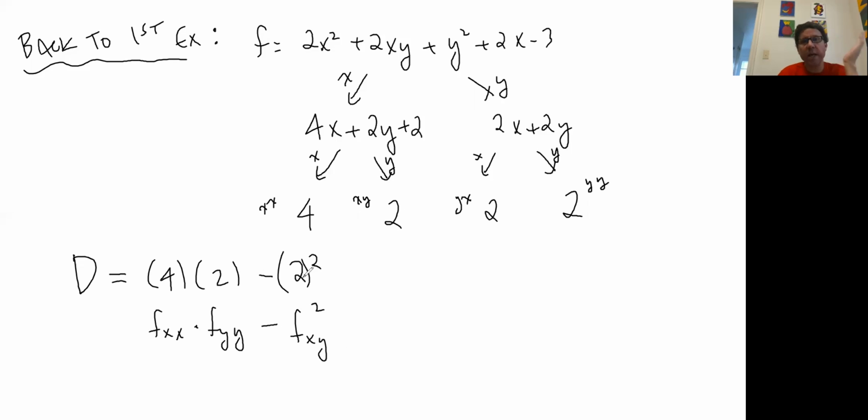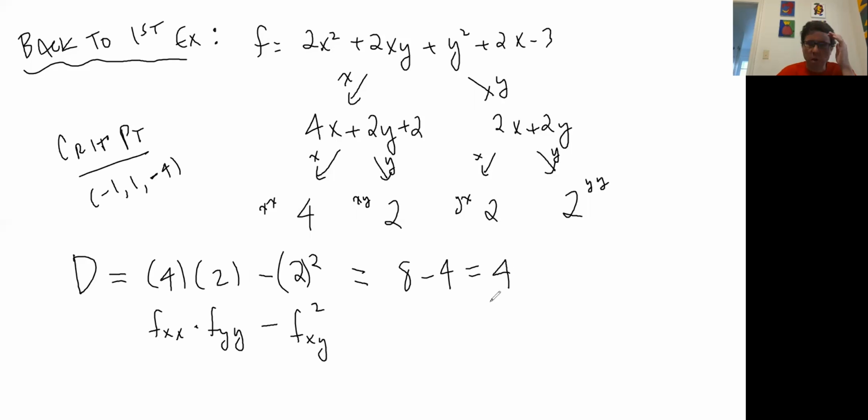I'm just plugging in those things. Again, I don't have any x's or y's, so I don't have to worry about where I'm going to plug in my critical point, which, let's see, was -1, 1, -4. You're going to have some examples with x cubed and higher powers, so that when you do these, the d will have places where you have to substitute in x and y to make it work out. But in this case, I get 8 minus 4, which is 4. So that means that d is positive.